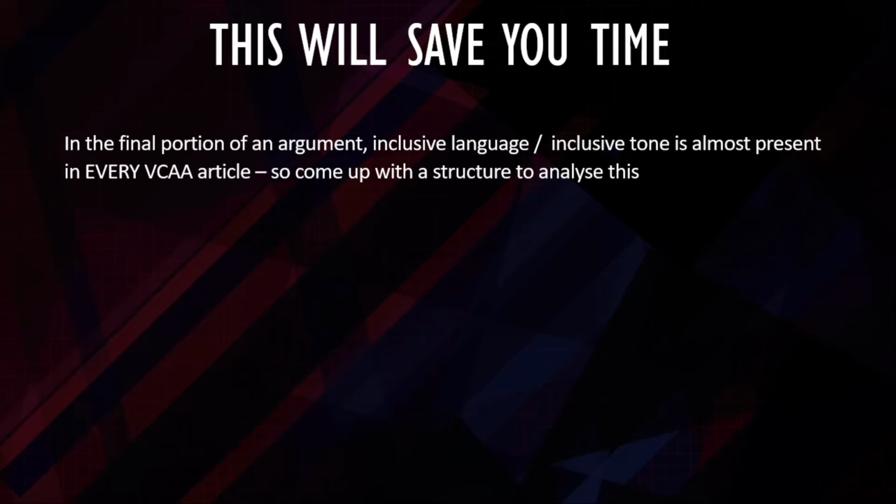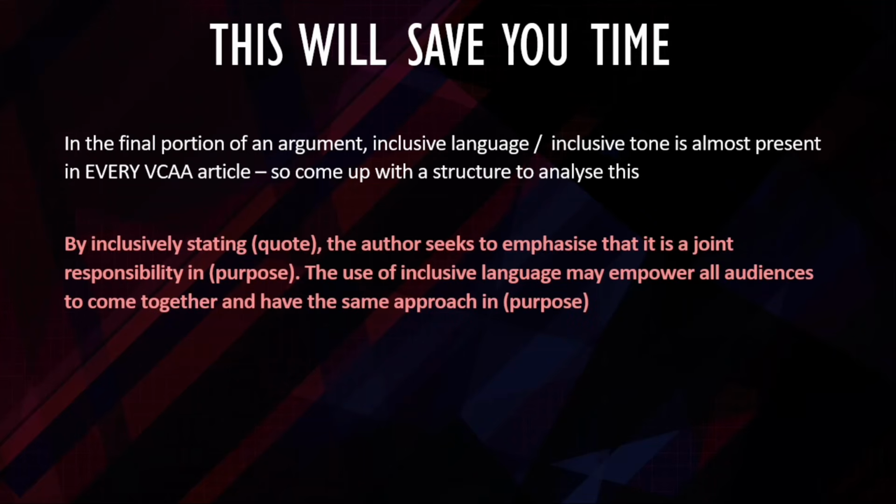We're going to come up with a structure that allows us to analyze inclusive language every single time that is both specific, but also general enough that we can apply it to most articles. Let's have a look. By inclusively stating, insert a quote, the author seeks to emphasize that it's a joint responsibility in, insert your purpose. The use of inclusive language may empower all audiences. Note how I specify all, because the author is not trying to alienate any audiences, but he or she is trying to unite every single audience to come together and have the same approach in, insert your purpose.